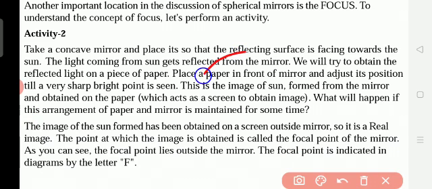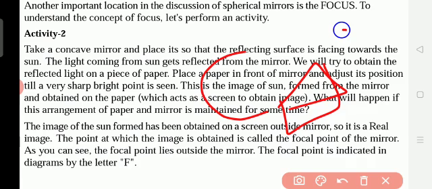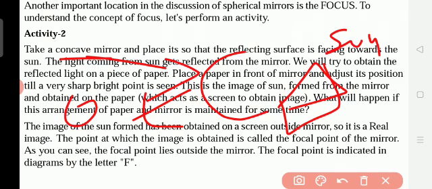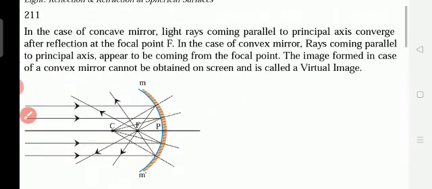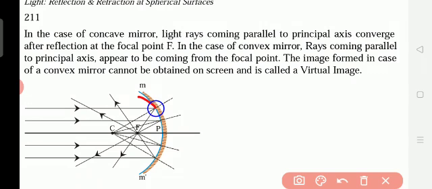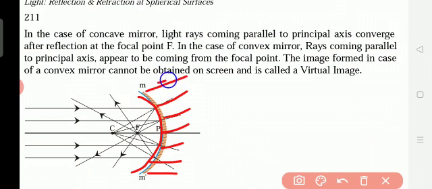The point at which the image is obtained is called the focal point of the mirror. As you can see, the focal point lies outside the mirror. The focal point is indicated in the diagrams by the letter F. So here is the mirror, here is the paper, and this is the concave mirror, and the sun's image is falling on this. So it falls outside the mirror. Where this sun image is falling, that point is called the focal point.